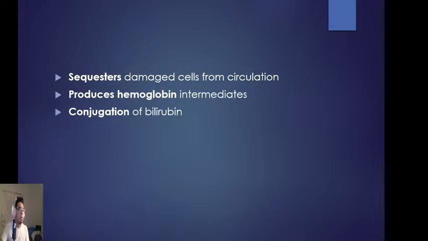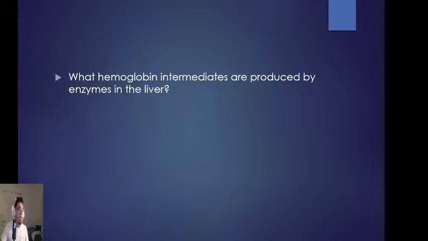All right, so these are the functions: sequesters, produces hemoglobin intermediates, and conjugation. Next, what hemoglobin intermediates are produced by enzymes in the liver. I'm not going to go into the specifics because this is associated with hemoglobin production. So just run through its porphyrins.